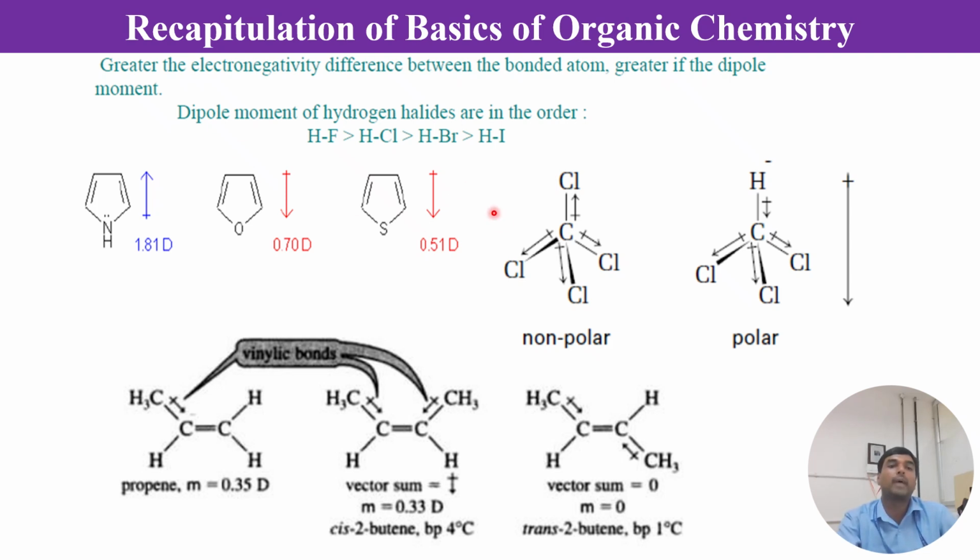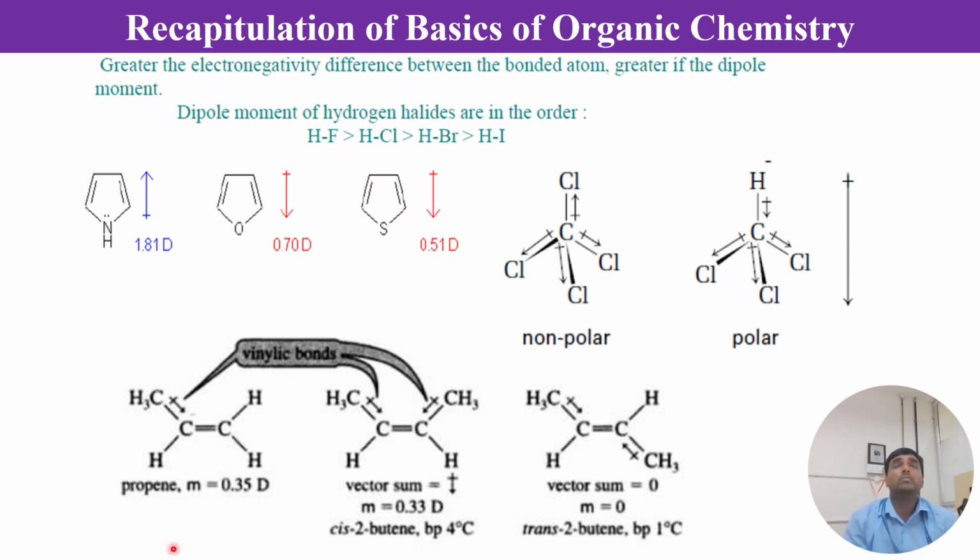Now if we consider pyrrole, furan, and thiophene, nitrogen, oxygen, and sulfur are comparatively more electronegative than carbon. So the more the electronegativity difference, the more the dipole moment. That's why pyrrole is more polar than thiophene. And if you consider chloroform and carbon tetrachloride, chloroform has a positive resultant dipole moment, whereas carbon tetrachloride's resultant dipole moment is zero. That's why carbon tetrachloride is non-polar and chloroform is polar.